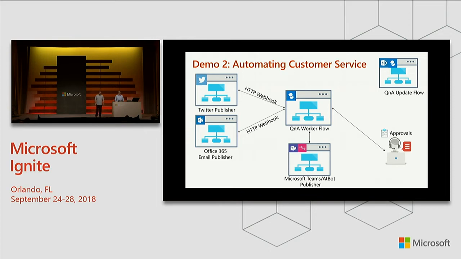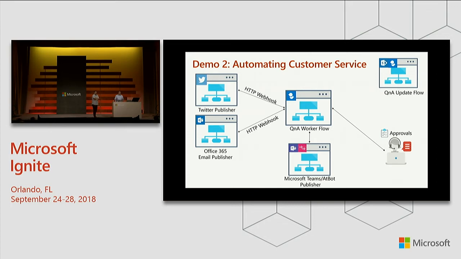So this flow is a little bit more advanced, and not all of them are this advanced, but I think it was an opportunity to demonstrate a capability we haven't talked a lot about before, and that's the ability to have a flow call another flow. What we have here is this Q&A worker flow that sits in the middle, and it exposes an endpoint that can be called from other flows.